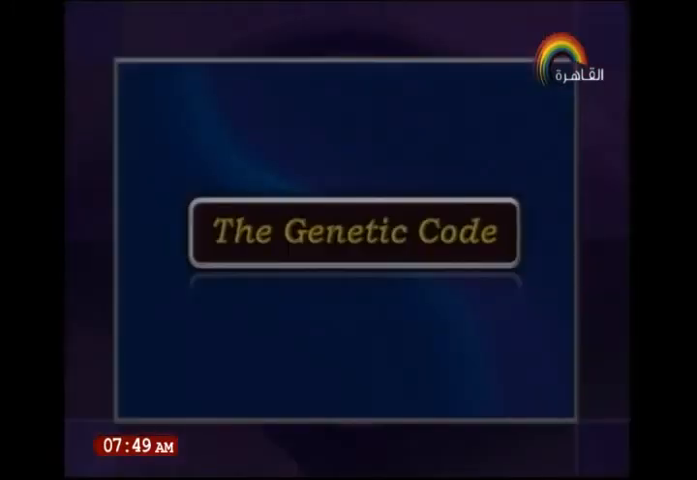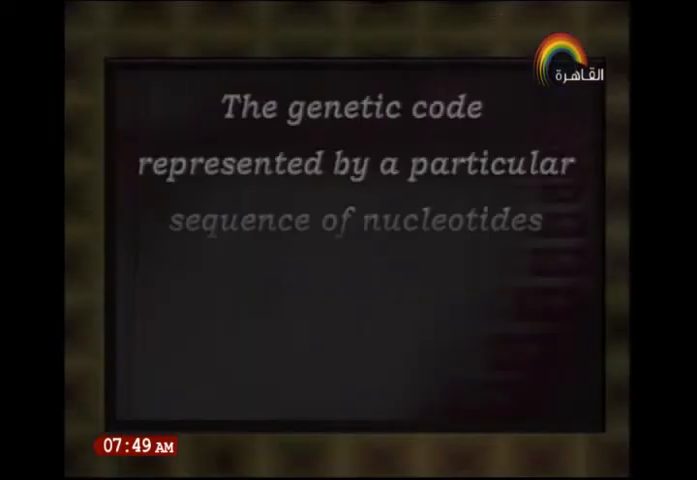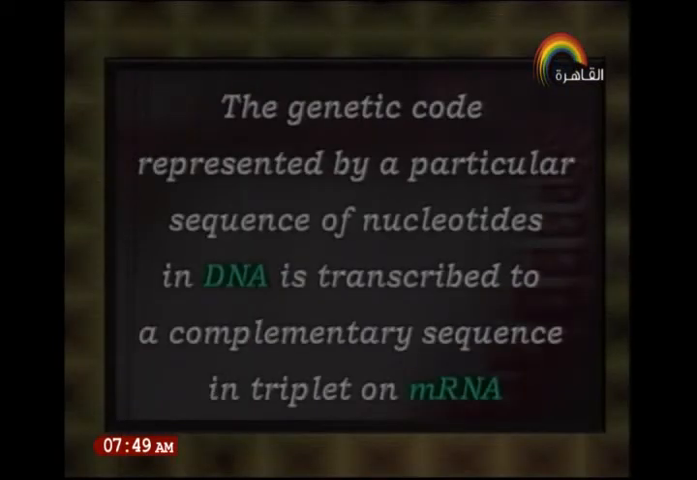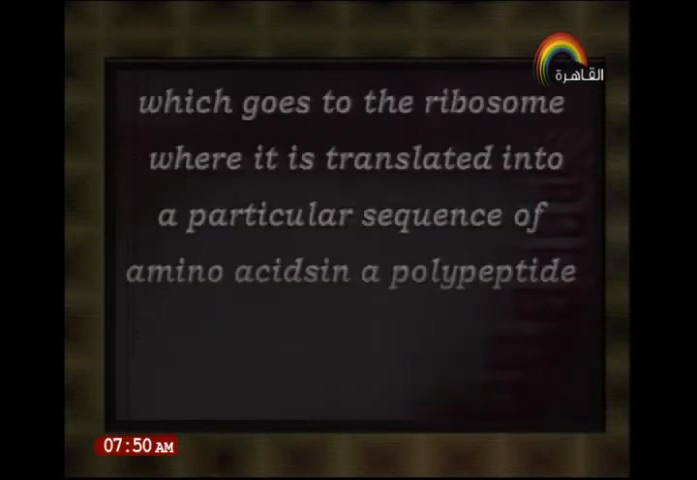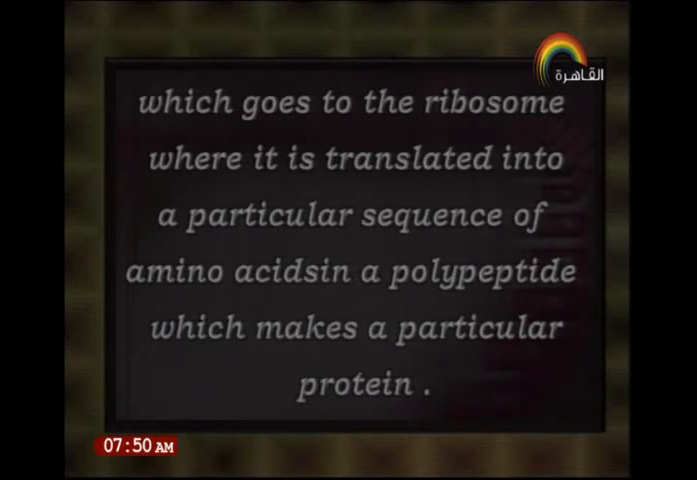We have another topic today. We are going to talk about the genetic code. What is the meaning of genetic code? The genetic code is represented by a particular sequence of nucleotides in DNA that is transcribed to a complementary sequence in triplets on mRNA. What's the meaning of this? The triplet mRNA goes to the ribosome where it's translated into a particular sequence of amino acids in a polypeptide, which makes a particular protein.